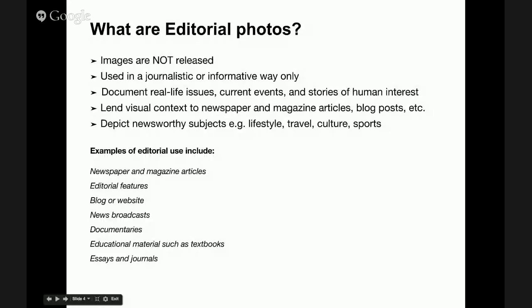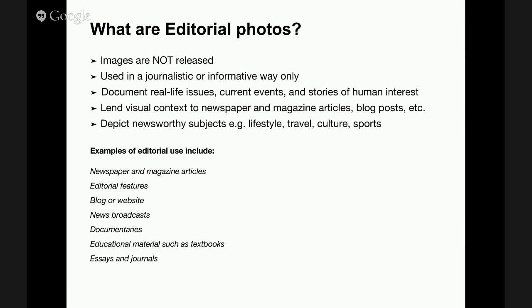Okay, so editorial photos are images that are not released. Generally, the people in these images are sort of incidental to the image. They're not someone known to the photographer necessarily. They are people who are passing or just part of the scene, and they're not released in any way. And the same goes for locations as well, by the way. It's not just about people, it's also about private locations and private property. So these places are unreleased.